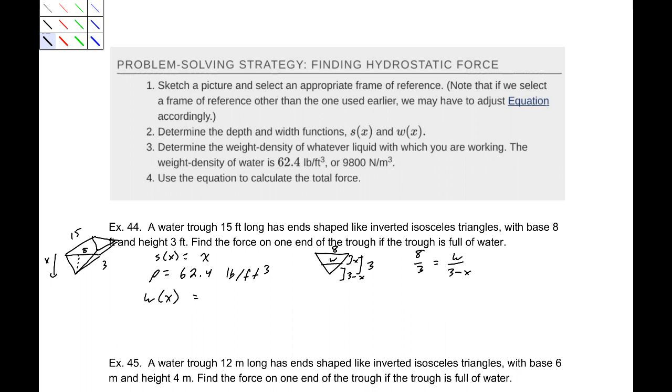Okay, so those two are definitely related. They are similar. So now if we cross multiply, we have 3w. Now we're trying to find what w of x is, so we want our w in terms of x. So 3w is 24 minus 8x, which makes w equal to 8 minus 8/3 x. So our w of x is 8 minus 8/3 x.